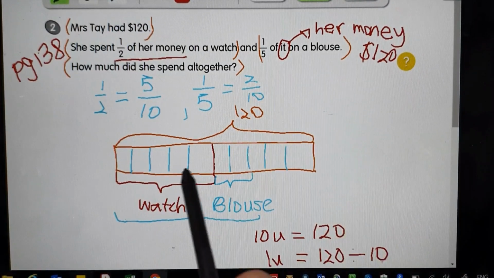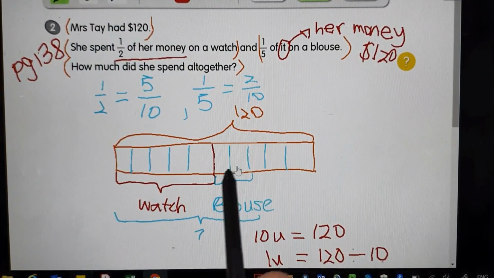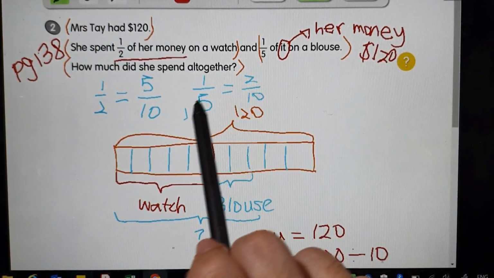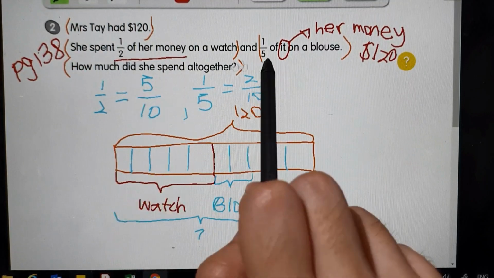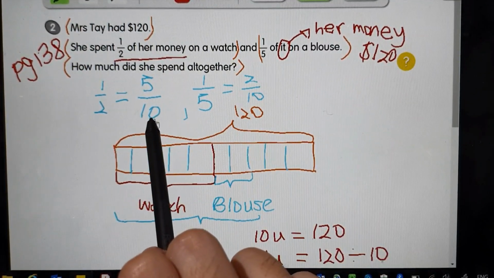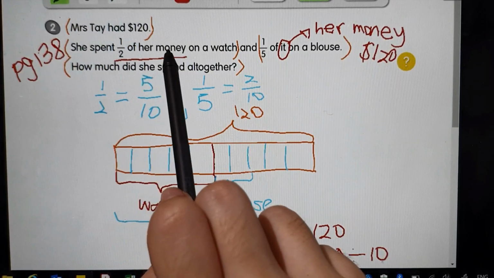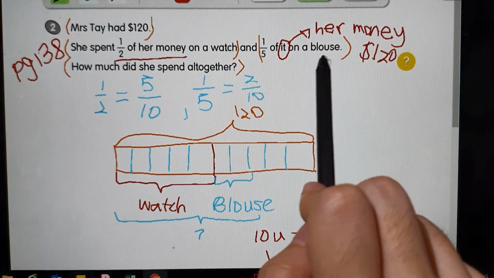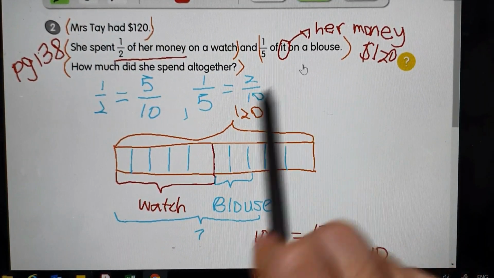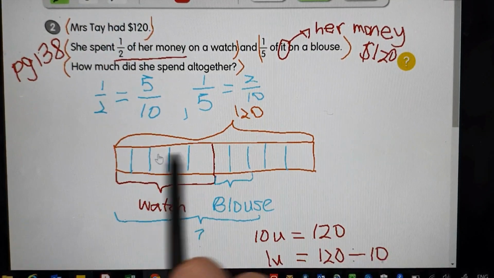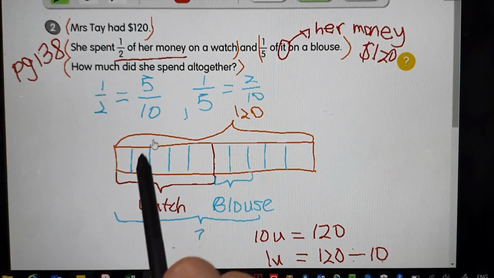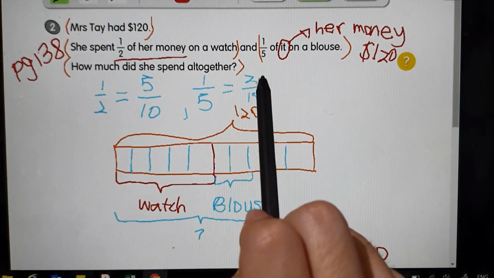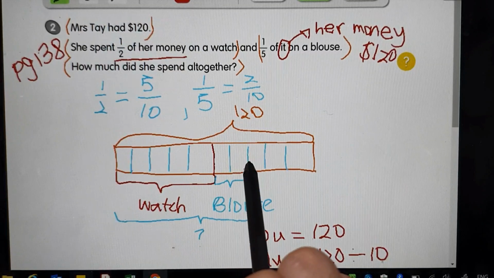But then I realized that with the initial cut into half, I can never cut my original bar back into 5 parts. Therefore, I move on to find the common denominator between 2 and 5, which is actually 10. So I know that 5 out of 10 of the money will be spent on the watch, and 2 out of 10 of the money will be on the blouse, which gives me the same denominator for her money, which is how I got 10 units here. And since 5 out of 10, I will take 5 units for the watch. And since 1/5 is equal to 2 out of 10, I will take 2 units to represent my blouse.